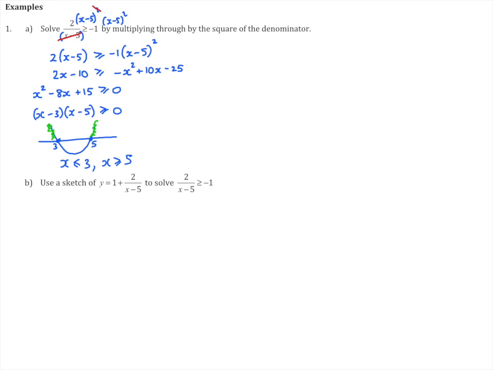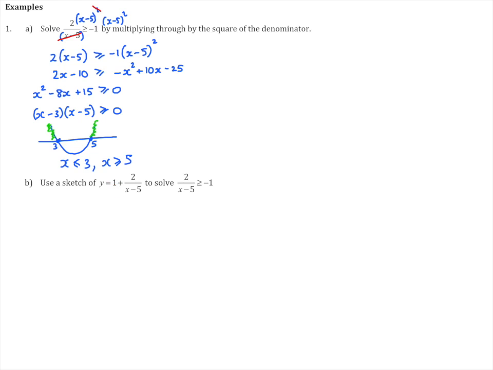Now part B says use a sketch of y equals 1 plus 2 on (x-5) to solve 2 on (x-5) is greater than or equal to minus 1. Well, let's look at this. What is the graph of y equals 1 plus 2 over (x-5)? Well, I know that y equals 1 over x is a hyperbola. Y equals 2 over x is a hyperbola. This is a hyperbola, but the hyperbola is pushed up 1.